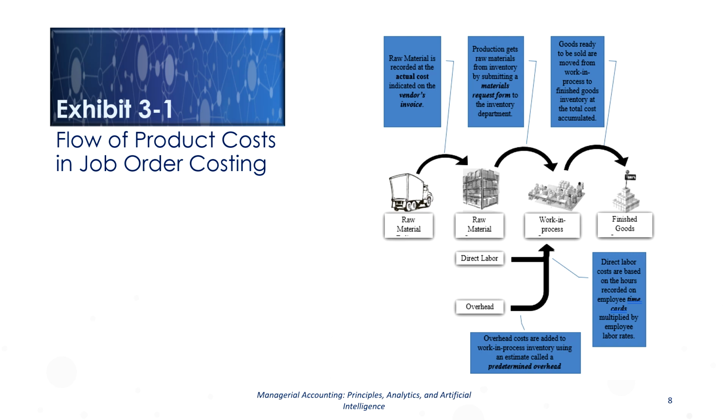This exhibit shows the overall cost flow in a job order costing system. Raw materials are purchased and placed into raw material inventory. When materials are issued to a job, usually using a source document like the materials request form, direct materials are moved into work in process. Direct labor is also added to work in process, typically using employee time cards. Overhead is applied to work in process using a predetermined overhead rate. When the job is completed, costs move from work in process to finished goods. When the job is sold, the cost moves to cost of goods sold.